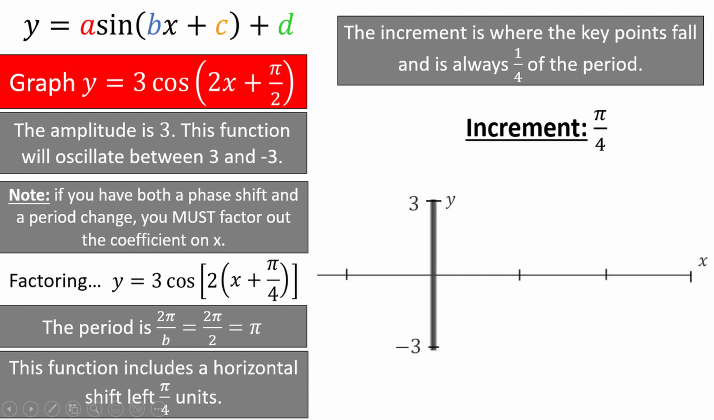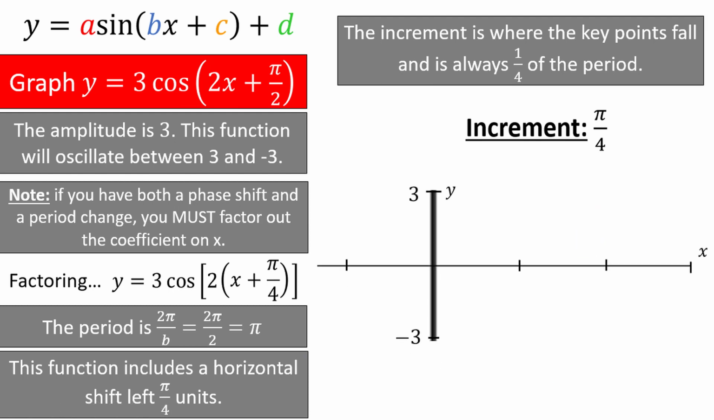Let's start to graph our function. Typically, the untransformed version of the cosine function would start at its maximum of 0, 1. In this case, we have an amplitude of 3, so we would instead typically start at 0, 3. But in this case, we have a horizontal phase shift pi over 4 units to the left, so instead of starting at 0, 3, we will start at negative pi over 4, 3.